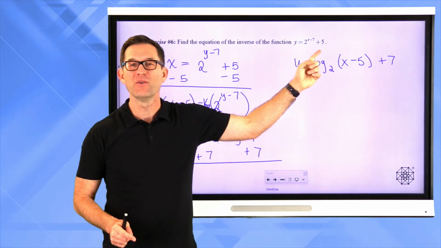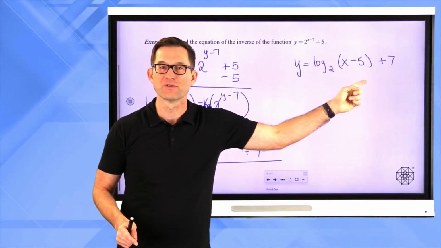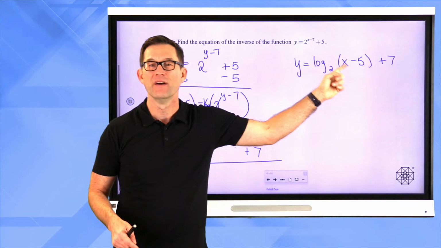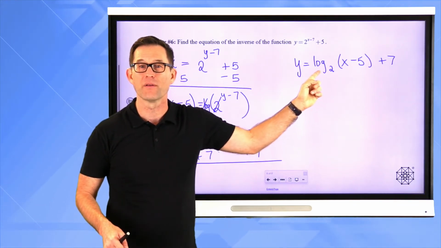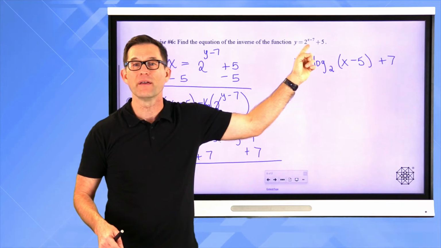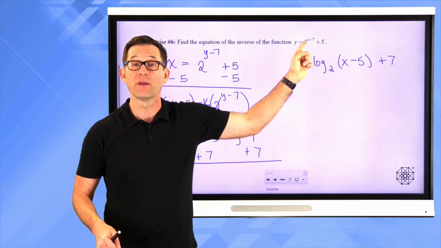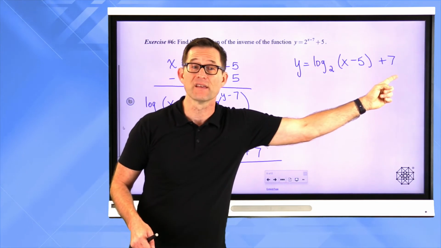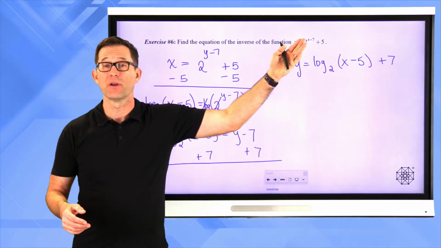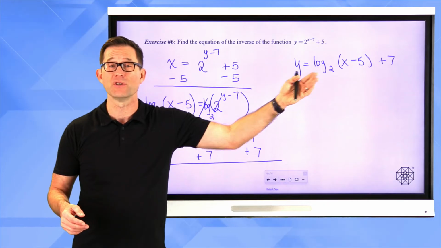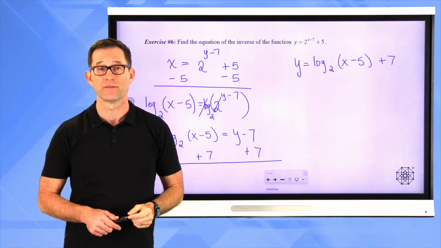The last thing we do in this function is add 5. The first thing we do in the inverse function is subtract 5. The second thing here is the exponentiation. The second thing here is the logarithm. The first thing up here is subtracting 7, and the last thing down here is adding 7. Every operation that's up here has its inverse operation down here, but in the opposite order.